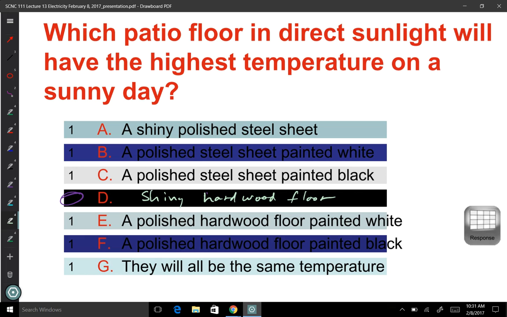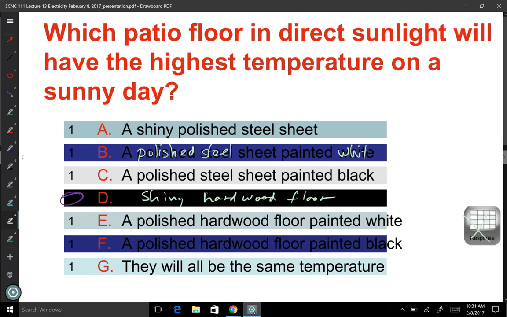Sorry about that. I was supposed to remove this and those. Which one can you not read? The dark B and F. B and F. Okay, so this is a polished steel sheet painted white and a polished hardwood floor painted black. So just like the one below, but white. And this one here is just like the one above, but black. That didn't work out well, trying to color those two.